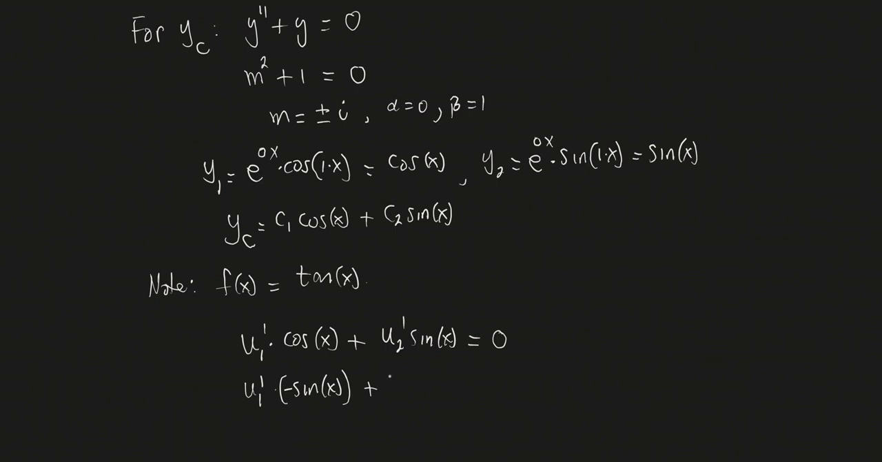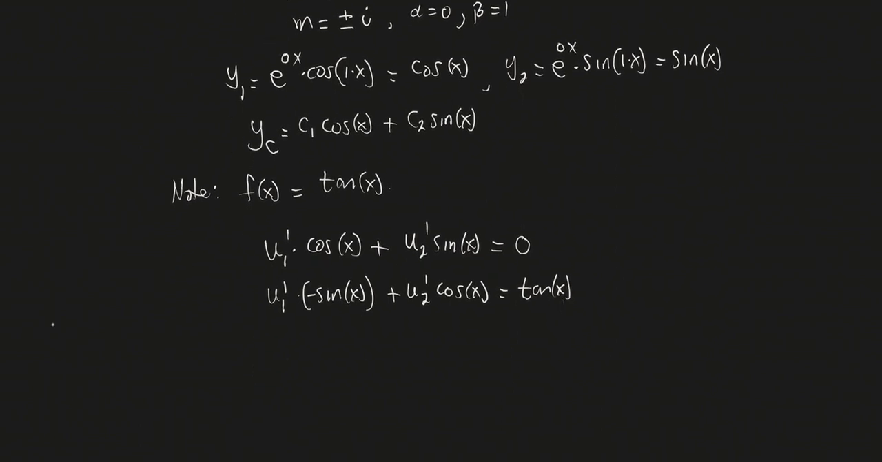And then the second term in the second equation is u2 prime times the cosine of x. And that has to be equal to our f of x, which is the tangent function, right? Writing down this particular step is not a key step that you have to show. You could jump right ahead and set up the 3 determinants, right? But I just want to remind you of where those 3 determinants come from.